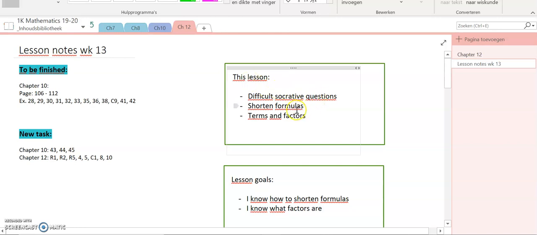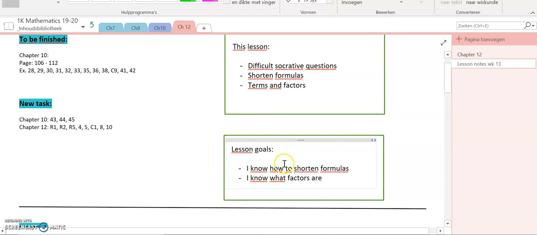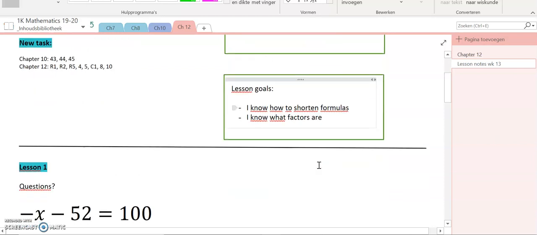You all did a quiz last lesson and some of the questions were, well, a little bit more difficult than the other ones. We're going to talk about shortened formulas again, and we're going to talk about terms and factors, mostly factors, and then you know the difference with the terms. Okay, so those are also the lesson or the video goals. You know how to shorten formulas, and you know what factors are.